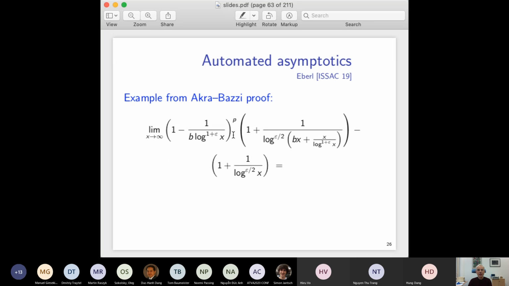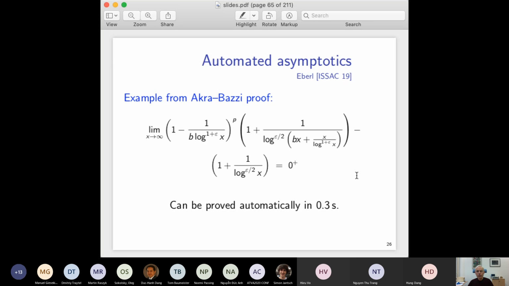And here's an example which is actually taken from the proof of the Akra-Bazzi theorem. As a sub-goal in that proof, the question arises: what is the limit of this huge expression? And if you go through it slowly, I think you will find out what the limit is. It turns out the limit is 0, and it approaches that limit from above. So you don't have to do that by hand anymore. The system can do this automatically for you in 0.3 seconds.